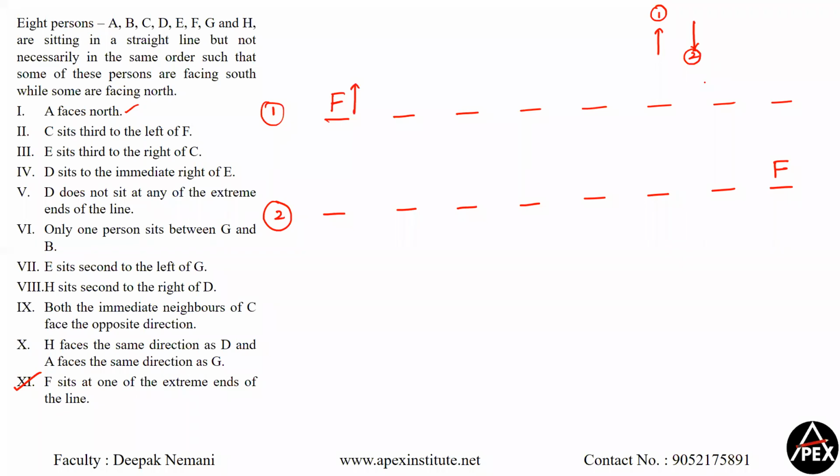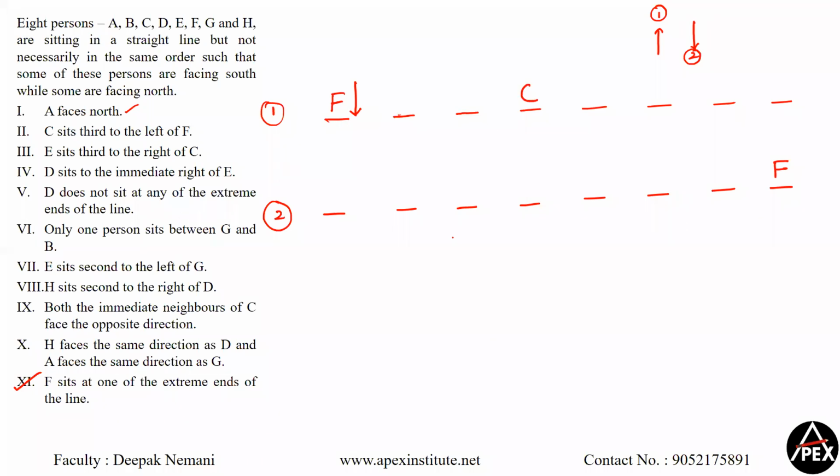No, sir. No, because C sits third to the left of F. Here, when F faces direction 1, you do not have a place called third to the left of F. So F should be facing direction 2. So when F faces this direction, C sits third to the left of F. So 1, 2, and 3. C will be sitting here.